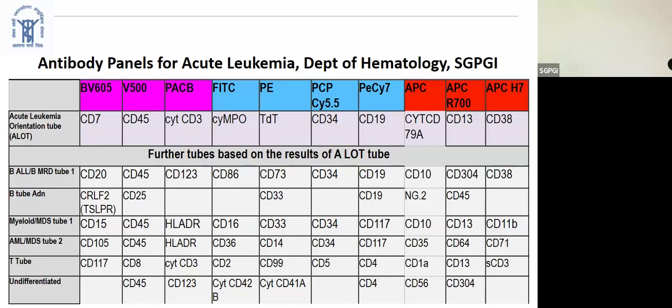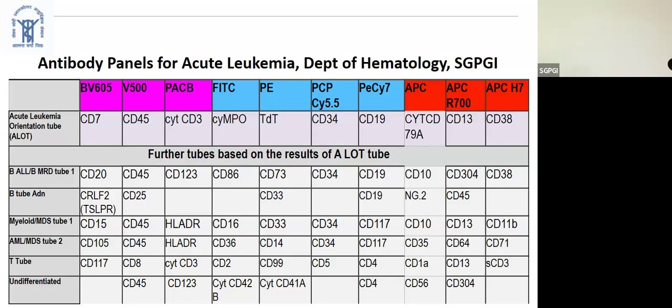Then the next job starts. If it's a B-ALL, then we try to use the tube, which is kind of similar so that we can monitor it during the disease or treatment, which is similar to that of MRD tube. So if it comes out to be CD19 positive, we put this B tube and B aberrant tube. If it comes out to be myeloid, we put myeloid and AML-MDS1, AML-MDS2. And if it comes out to be T, we use T tube.